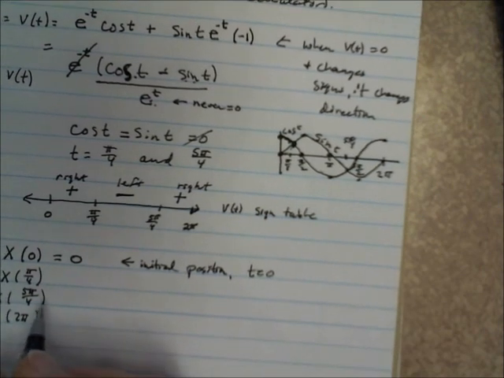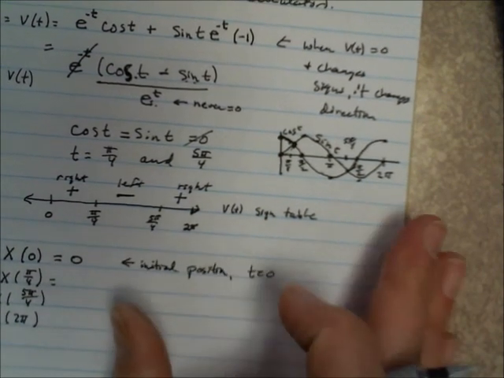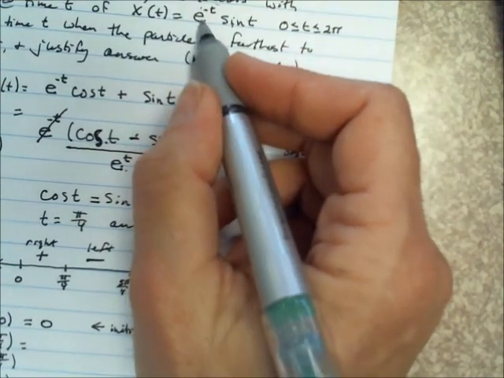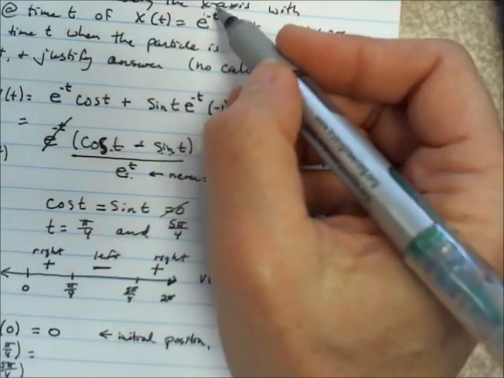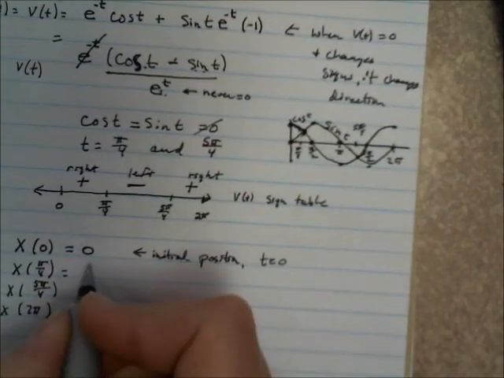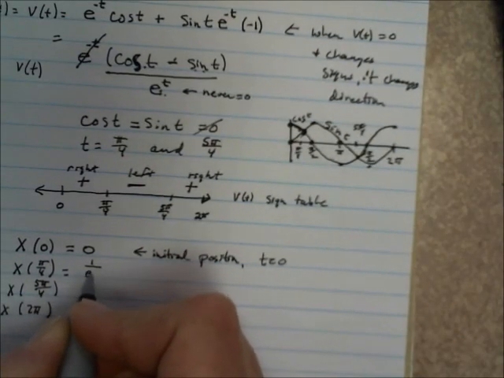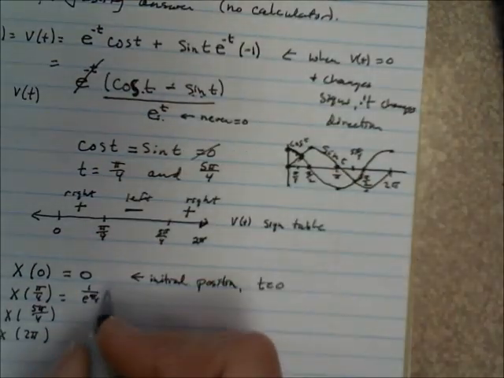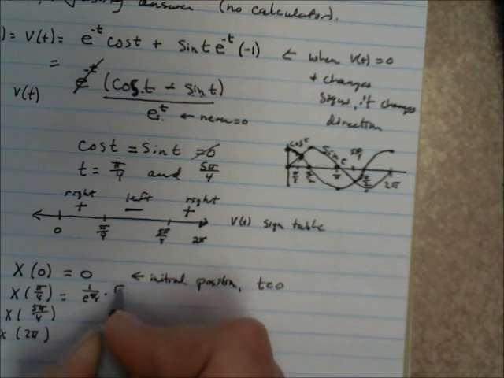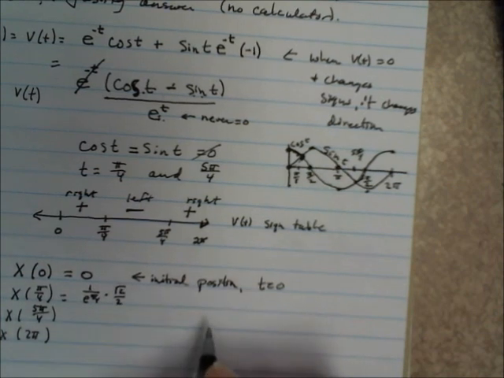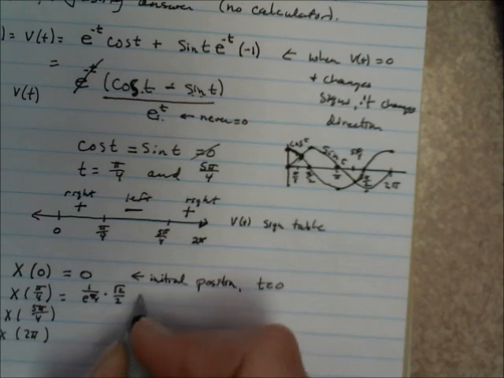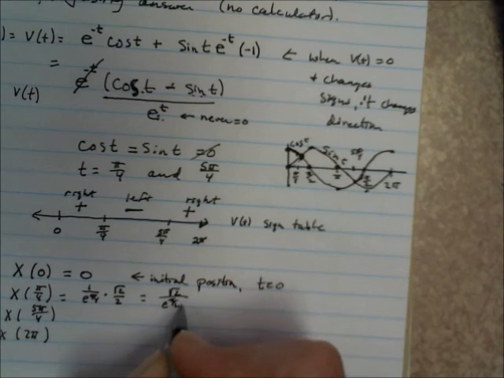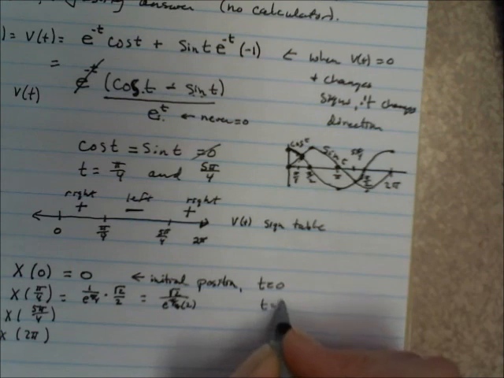And then you go to pi over 4. If you plug in pi over 4 into this position function, you have 1 over e to the pi over 4 times the sine of pi over 4. And the sine of pi over 4 is the square root of 2 over 2. So this position would be the square root of 2 over e to the pi over 4 times 2. And this is the position at t is equal to pi over 4.